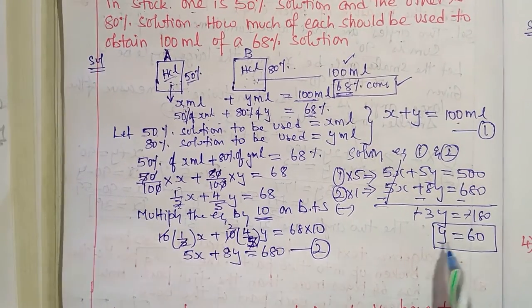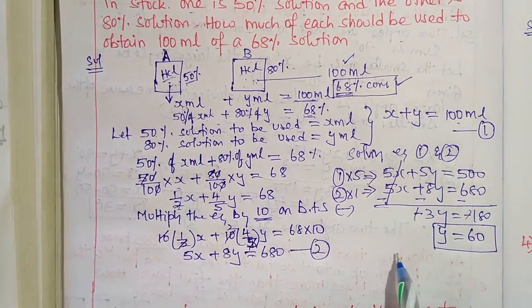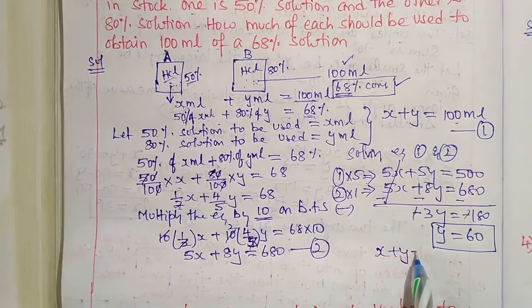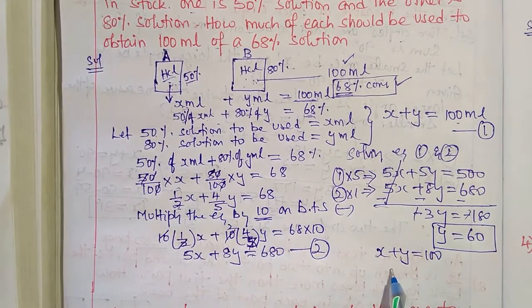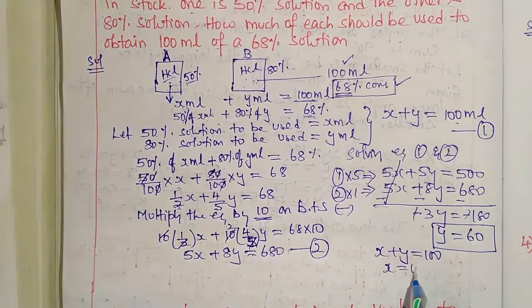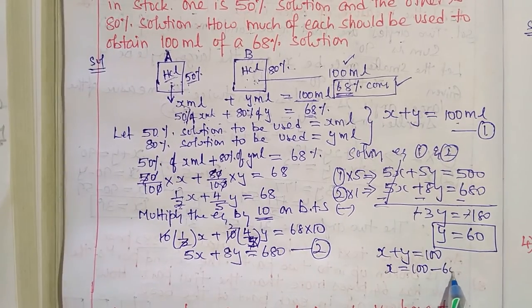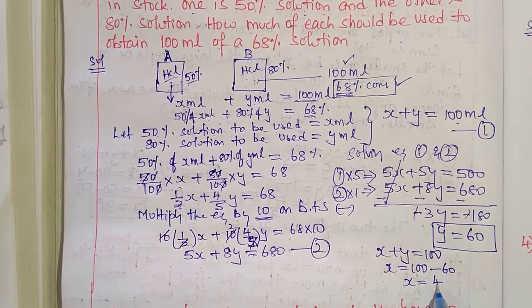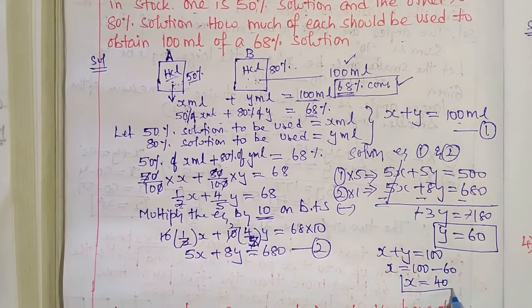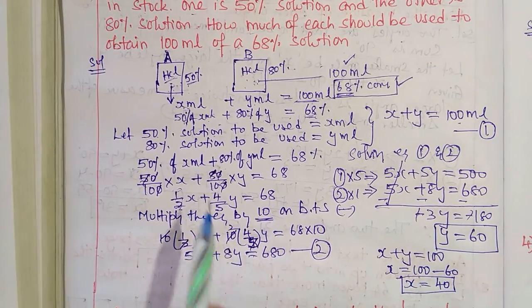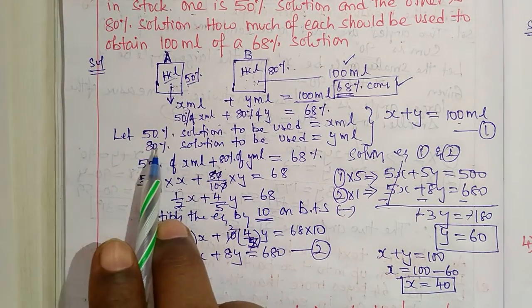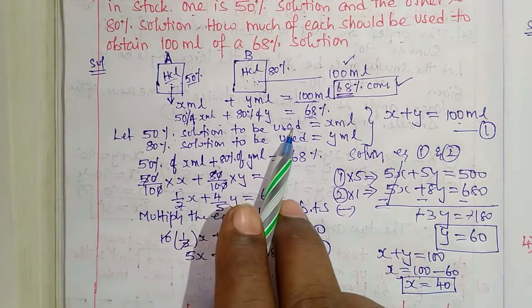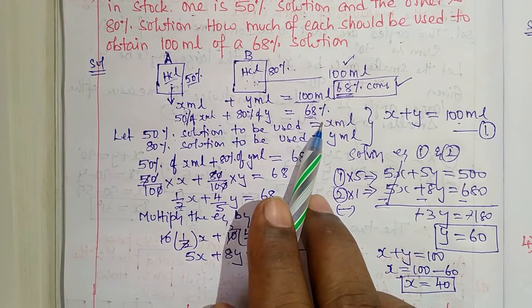So when y is 60, what is x? X plus y equals 100 ml. Y is 60 means x equals 100 minus y. Y is 60, so x equals 40. What is x here? Let the 50% solution to be used be X. Therefore the 50% solution to be used is 40 ml.